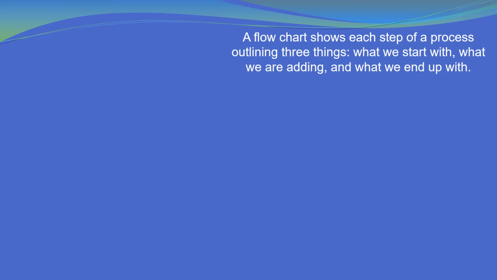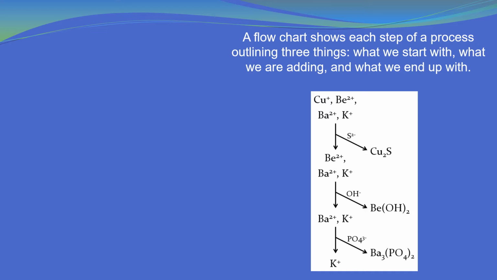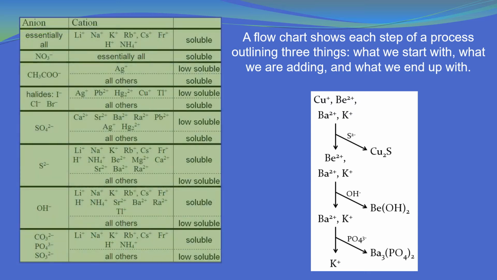A flowchart shows each step of a process, outlining three things: what we start with, what we are adding, and what we end up with. I'm going to show you what a flowchart looks like. Don't copy it down. I'm just going to show you so you can budget for space when writing down the example. And to make our flowchart, we are going to have to use the solubility data table that is located on the green sheet and conveniently also located on the pink sheet.